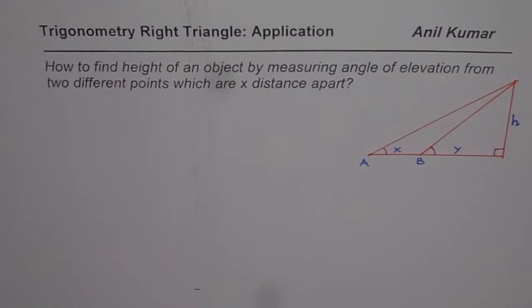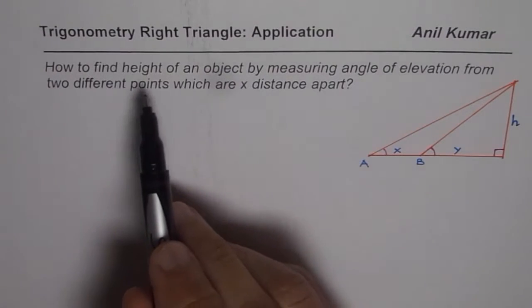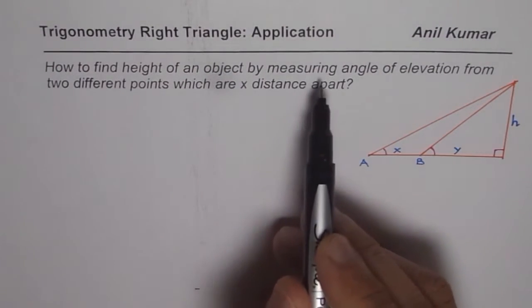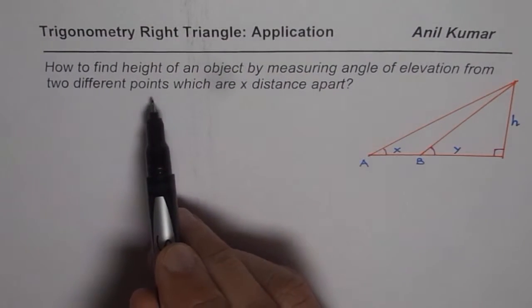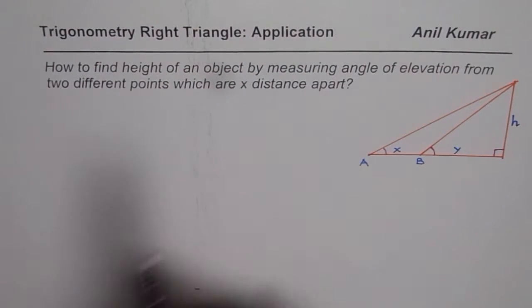I'm Anil Kumar, and in this particular video, we'll consider a very important application of finding height when the measurements are done from 2 points for angle of elevation. So what we are really looking into is how to find the height of an object by measuring the angle of elevation from two different points which are x distance apart.